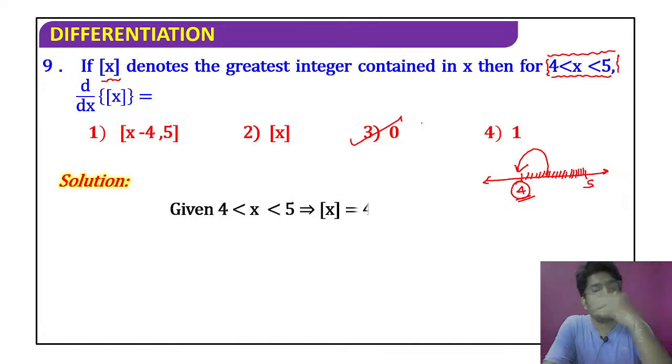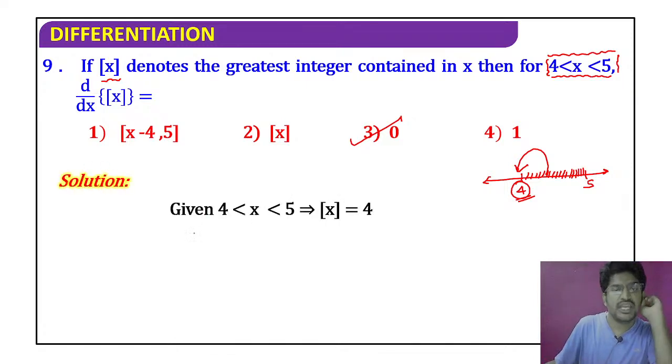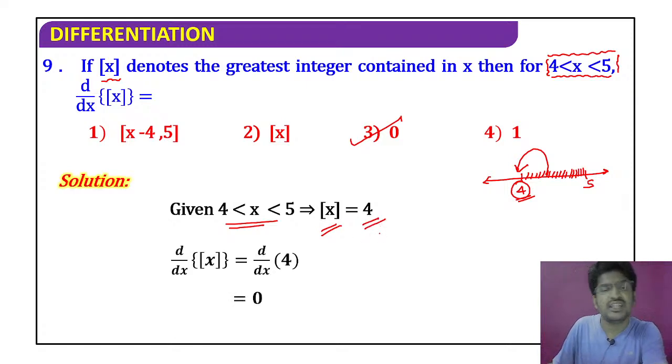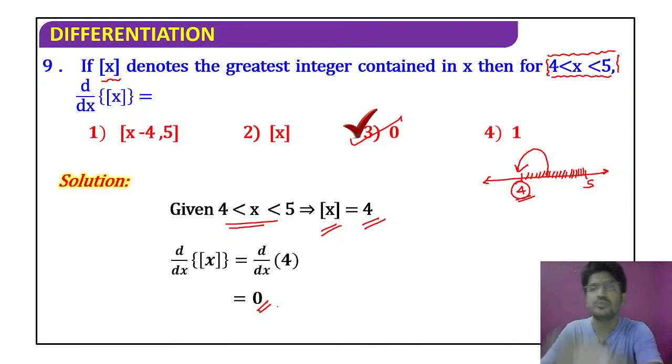So say this. Given x is in between 4 and 5, therefore the greatest integer of x is going to be equal to 4, and the differentiation of 4 is going to be equal to 0. Clear? So therefore option 3 is the right answer.